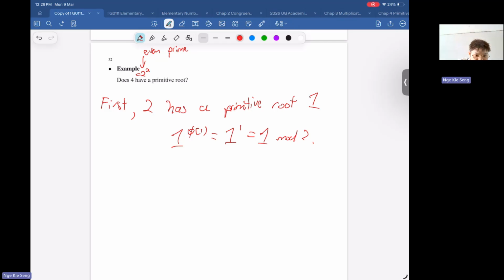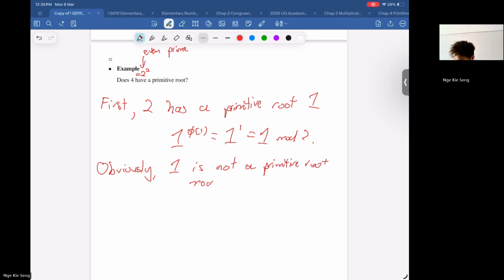Okay, but then what? So you can ask whether 1 is a primitive root of 4 or not. Obviously it's not, because the order of 1 is always 1. So then how to solve it? Obviously 1 is not. But then how to solve? Okay, how to solve here?